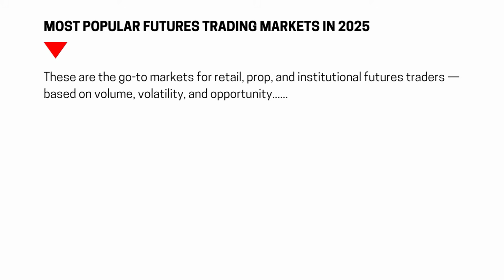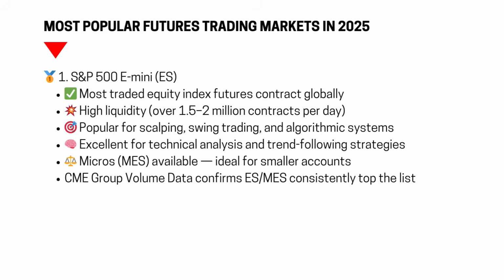Let's take a look. In first place with gold medal, the S&P 500 E-mini, ticker ES. It's the most traded equity index future globally. Massive liquidity and volume every day. Very popular for all sorts of trading strategy. Brilliant for technical analysis and trend following strategies. Has micros available as well, ticker MES. So if you've got a small account, it helps there as well. And it is all on the CME.